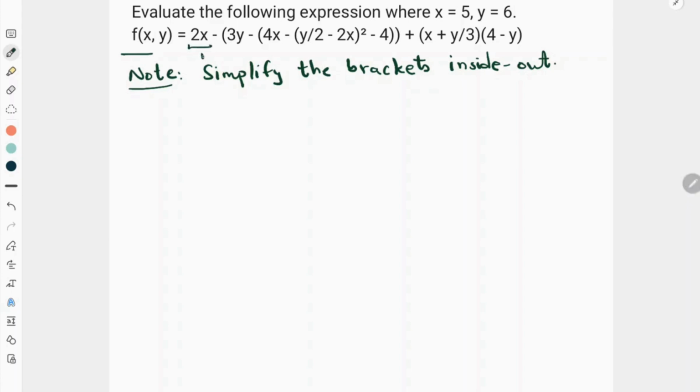So let's call this expression 1. This is expression 2 and this is expression 3. These three expressions are for our convenience, that they are just separated by plus or minus operators. These are the low priority operators, so that if we can evaluate 1 and 2 and 3 separately, then we can just add and subtract them. There are no more brackets, no more multiplications or divisions, and then we can add and subtract to get the final number.